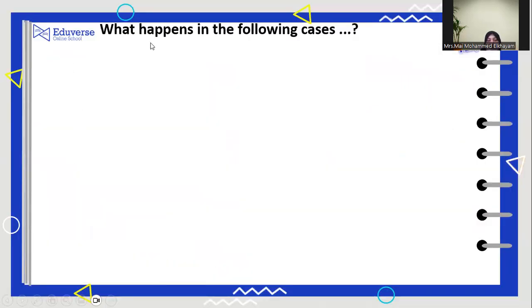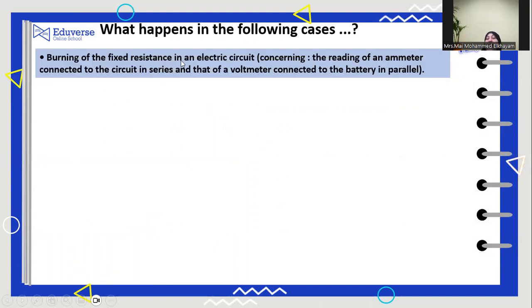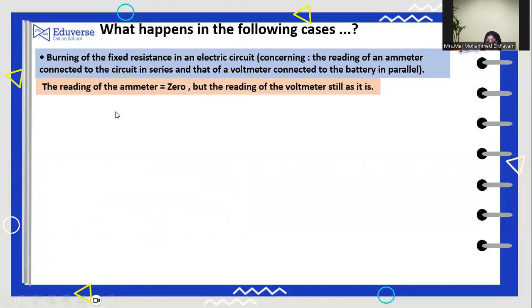What happens in the following cases? Pay attention. Burning of the fixed resistance in the electric circuit, concerning the reading of an ammeter connected to the circuit in series and that of a voltmeter connected to the battery in parallel. For sure, the fixed resistance is a part of the circuit, so if I burn it, the circuit is now open. Therefore, the ammeter reading will be 0, while the voltmeter reading will be the same. Why? Because it's still connected to the battery, so it is reading the electromotive force of the battery.